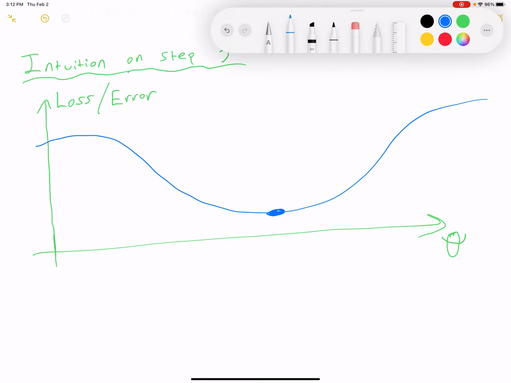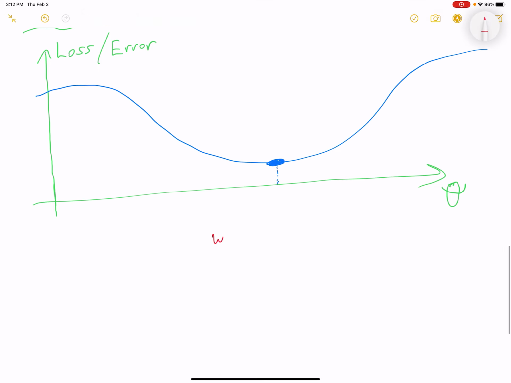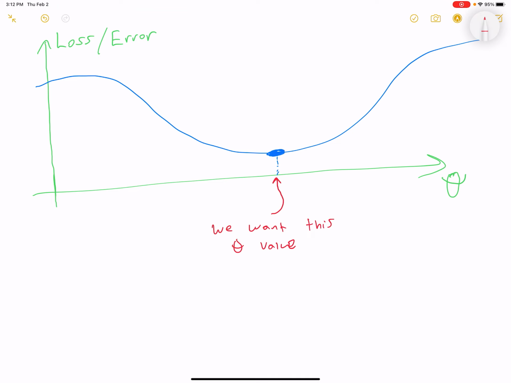And maybe I will say we want this parameter value. Should I write out y, or is it clear? Because y'all end up looking at these notes. Minimize the loss. Okay. We want this parameter value because it minimizes the loss.